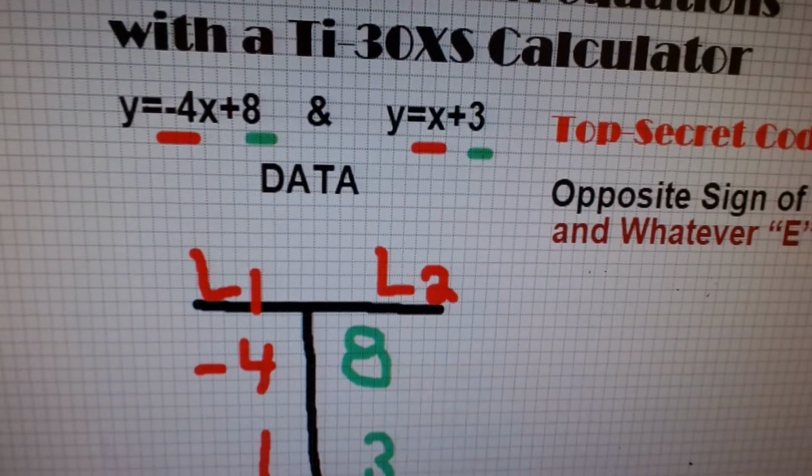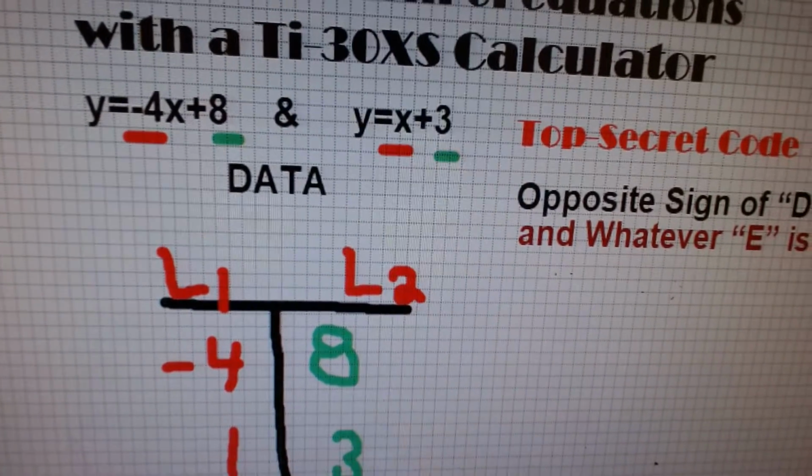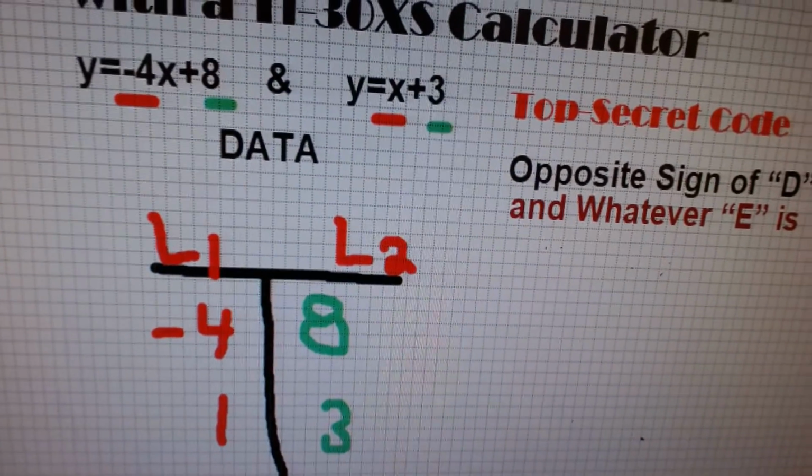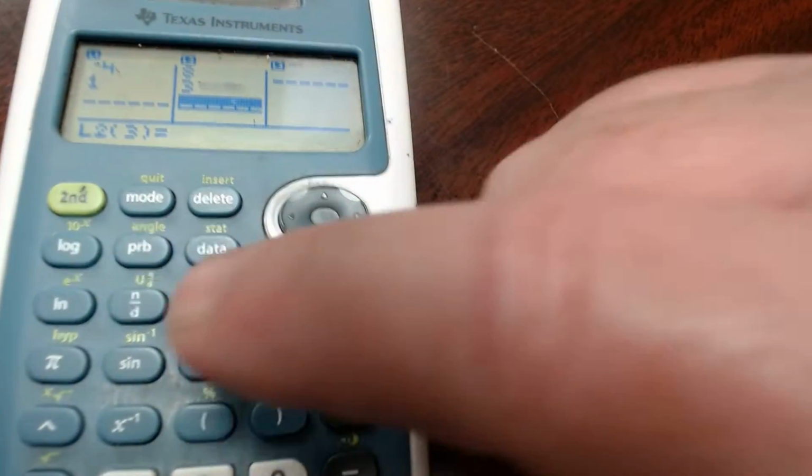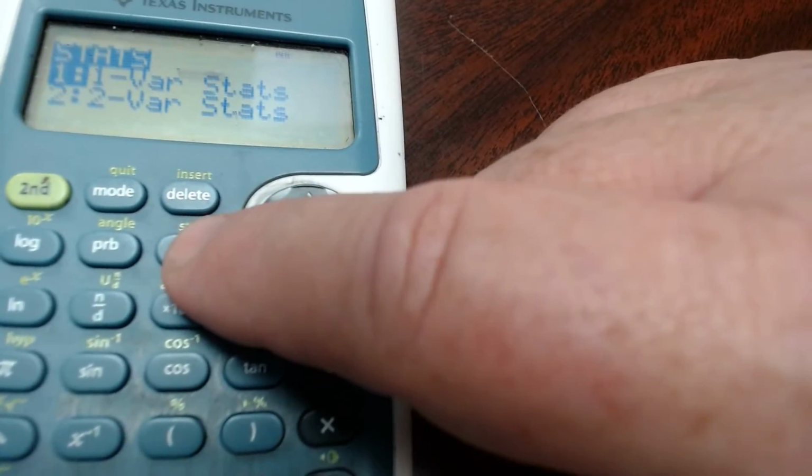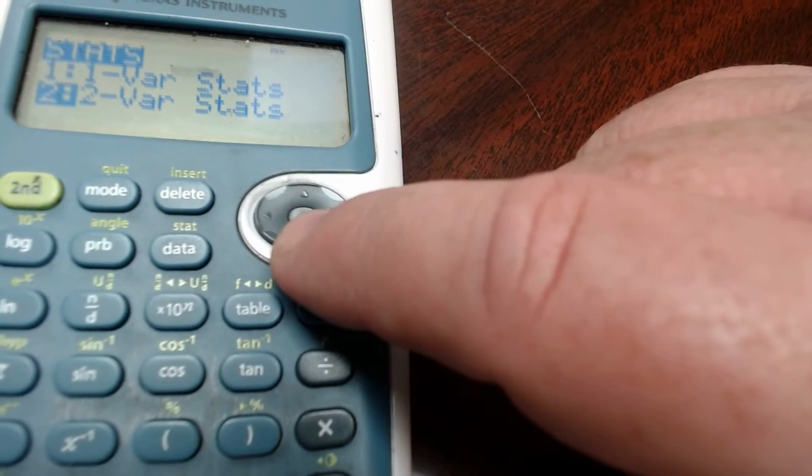This represents my equations. Slope of -4, y-intercept of 8, and 1 and 3. Now simply go to your home screen by hitting second and then mode, and it will quit. Then hit second data. Select 2-var for two variable statistics and hit enter.